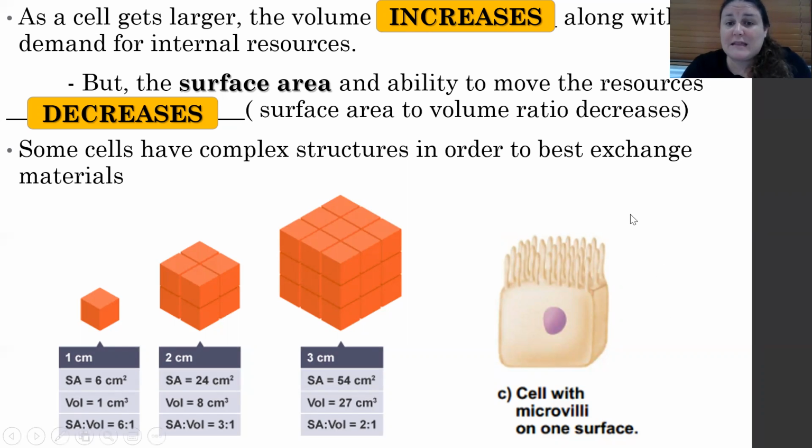And we see that even in some cells, they'll have adaptations to increase the exchange of materials. This is a small intestine cell with something called microvilli, these little finger-like projections. And these reside in our small intestine. Don't know if you know this, but the small intestine is where the majority of our digestion happens and the absorption of our nutrients. And so to increase the amount of absorption of those nutrients, we increase the surface area of these cells by having these finger-like projections. So we can get more nutrients absorbed into the cell and then into our bloodstream.